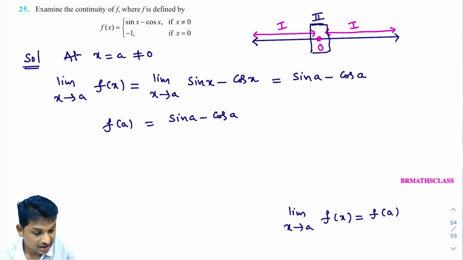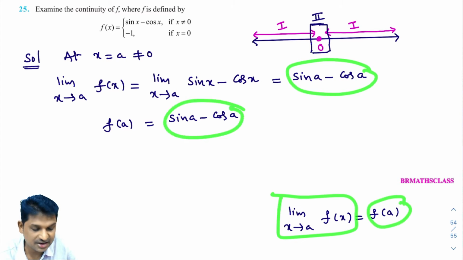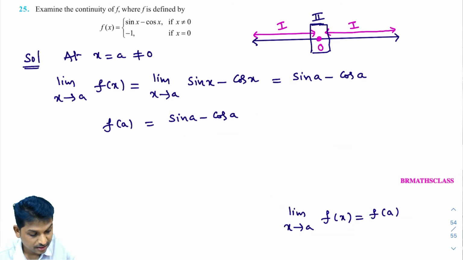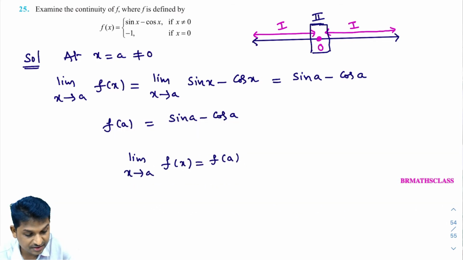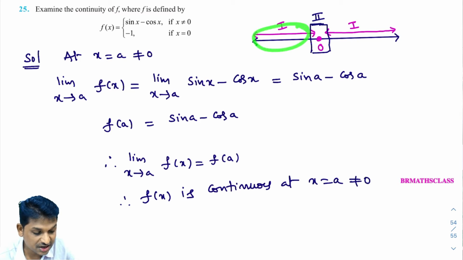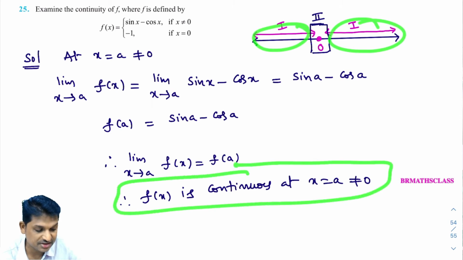So what happened here? I calculated limit x approaches a, f of x, and I got sin a minus cos a. I calculated f of a, that is also sin a minus cos a. So what can I say here? These two are equal. Equal or not? Yes, equal. Therefore, limit x approaches a, f of x equal to f of a. Then from this, f of x is continuous at x equal to a. Here, in this case, a is a non-zero real number. So, I checked the continuity in case 1, and I got that it is continuous at x equal to a whenever a is a non-zero real number.